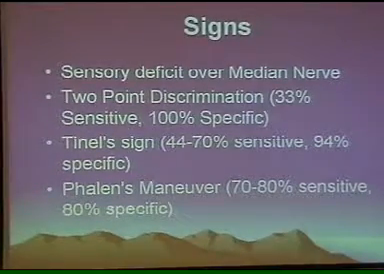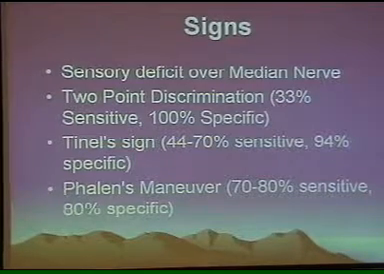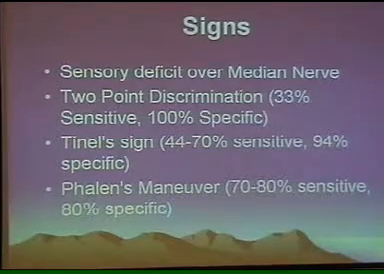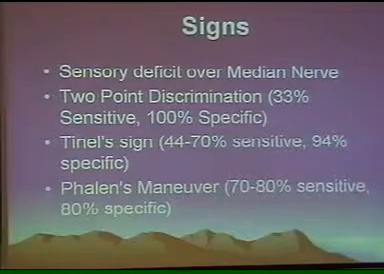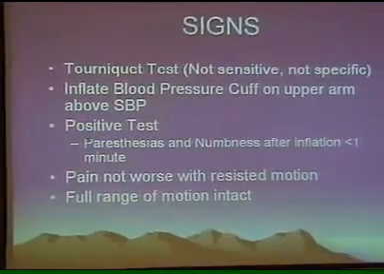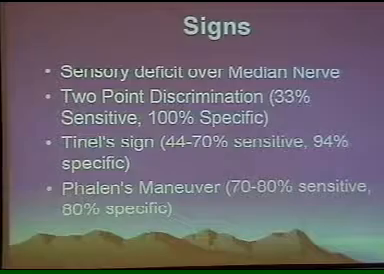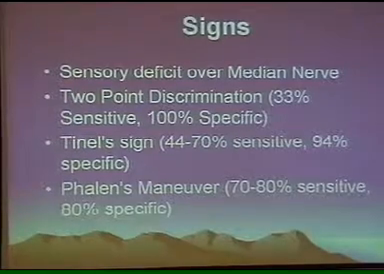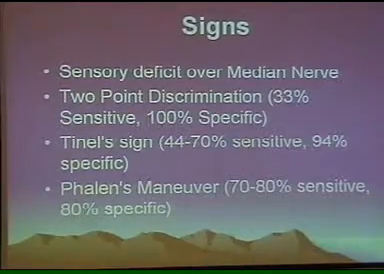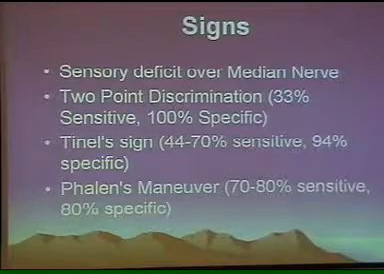Tinel sign has a sensitivity of 70% and is 94% specific. Tinel sign, what we do is we tap gently at the area of the nerve, and that causes tingling and numbness in the median nerve distribution. And then the next test which we do is Phelan's maneuver.